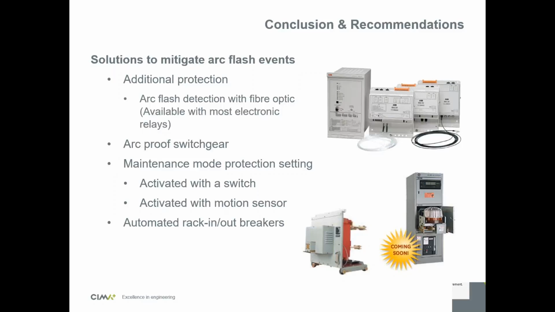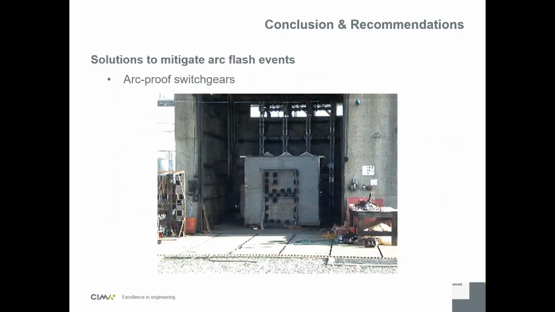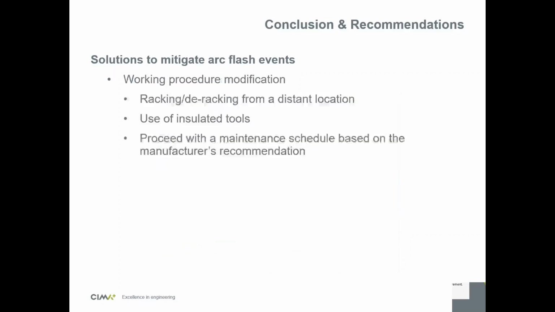You can use maintenance mode protection settings on your relays. So for example, when you work live, you make your main breaker quicker, so the time of exposure is lowered, and then this can lower the incident energy. You can activate it with a switch or with a motion sensor, and you can also buy automated rack-in or rack-out breaker systems. So this is a picture of an example of an arc-proof switchgear. You see there's a chamber that allows the arc to exit the switchgear, so this lowers the energy that the worker is exposed to.